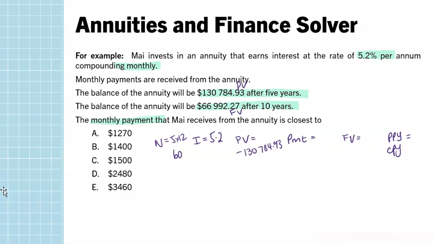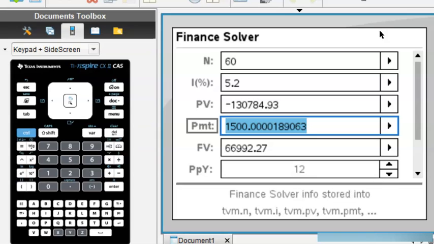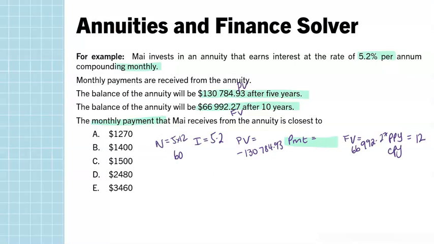130,784.93. We're being asked to find the payment amount, so that's what we'll come back and solve for. My future value will be a positive because I would get that money back if I close the account at that point. And I'm making monthly payments, monthly compounding periods. Okay, so I've transferred all of that information into my calculator, and when I solve for the payment amount, I can see that May is getting a payment of $1,500 a month. And so coming back here, I see that C is my closest answer.